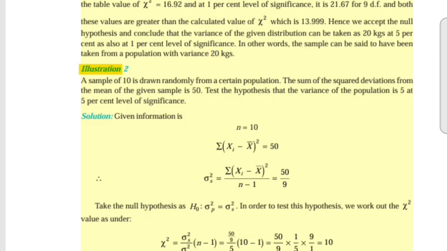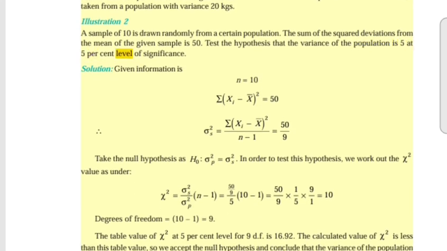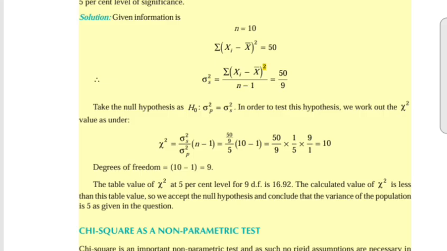Illustration 2. A sample of 10 is drawn randomly from a certain population. The sum of the squared deviations from the mean of the given sample is 50. Test the hypothesis that the variance of the population is 5 at the 5% level of significance. Solution. Given information is n equals 10, and the summation of squared deviations from the mean equals 50, therefore sigma squared of the sample equals the summation of squared deviations divided by n.